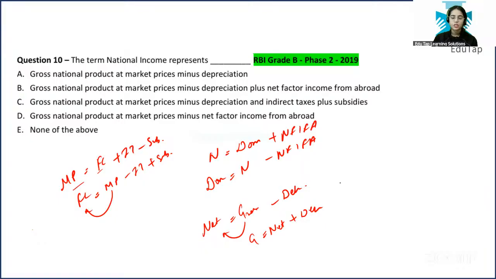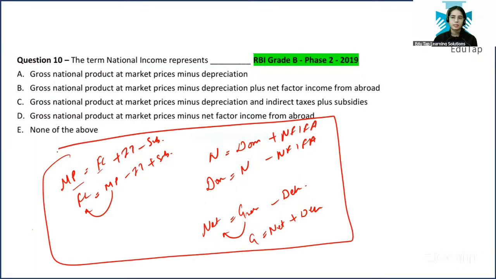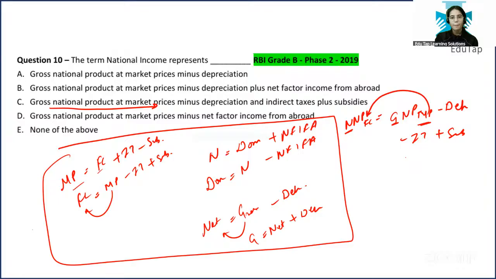In mathematics, you have to remember hundreds of formulas, right? In economics, these are the 6 formulas that you have to keep in mind. That's it. So what's confusing here now? If you have to convert gross national product at market price to NNP at factor cost, gross to net, what do you have to do? Deduct depreciation. Market price to factor cost, from market to factory, deduct the indirect taxes, add the subsidies. So GNP at MP minus depreciation, minus indirect taxes plus subsidies. So this is NNP at FC.